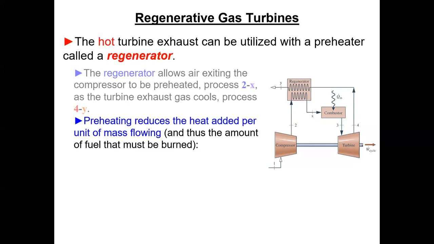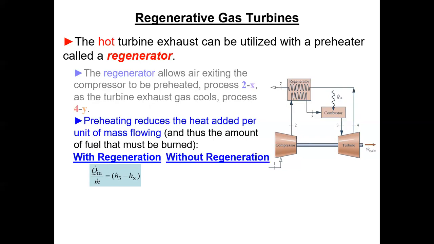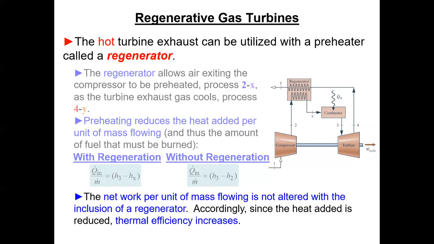Anyway, preheating reduces heat added per unit mass, so we put less energy in. What happens is we change the equations a little bit. For the combustor heat input, instead of H3 minus H2, it becomes H3 minus HX. That adds a step or two in the problem: you have to determine what HX is. It's an enthalpy greater than H2, for sure. Without regeneration, the combustor heat input has to handle it from H2 all the way to H3. So pretty simple.